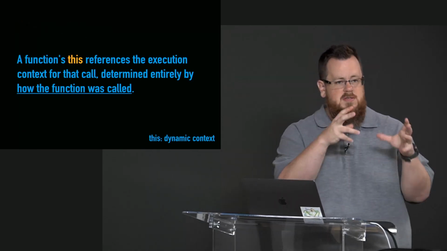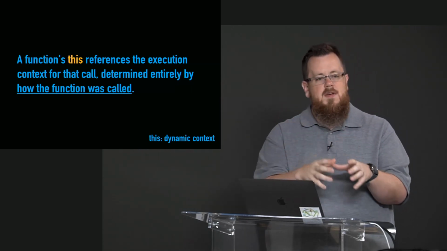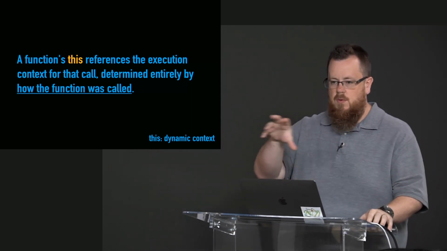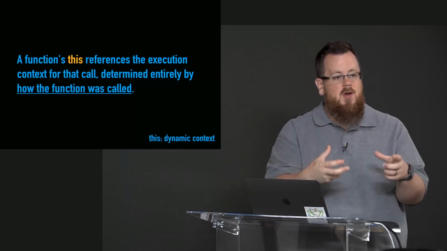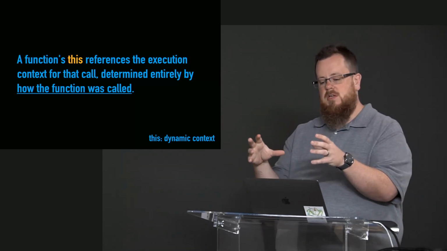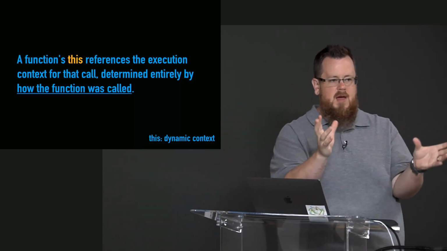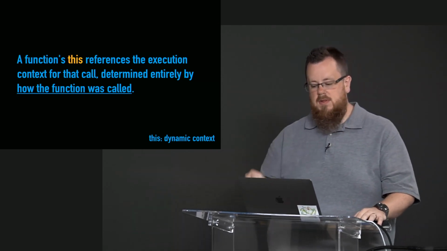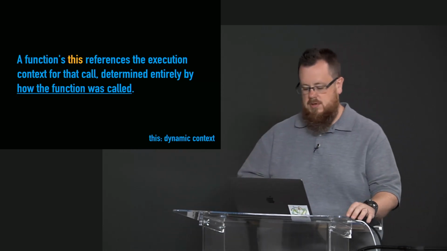Let's take a look first at the this keyword. A function's this keyword, you've undoubtedly seen a function with a this keyword in it. That this keyword references what we would call an execution context for when that function gets called. And I want to stop right there and just point out, it's all about the call. It's not about the definition of the function. It's not where the function is. It's not what the function belongs to. None of that matters. It's only how the function was called that determines what the this keyword is pointing at. It's determined entirely by how that function was called.